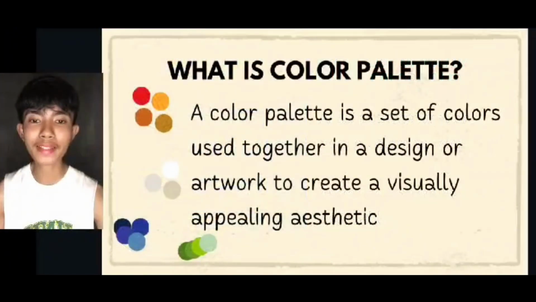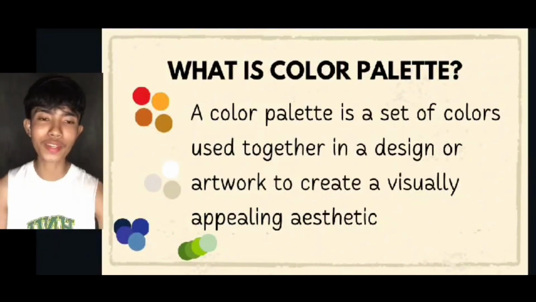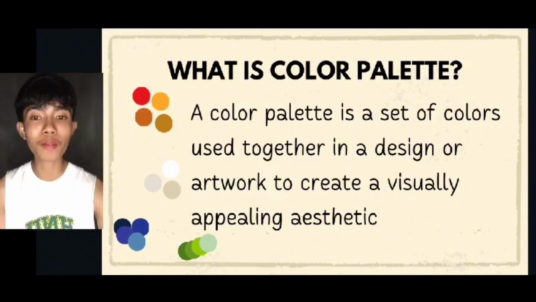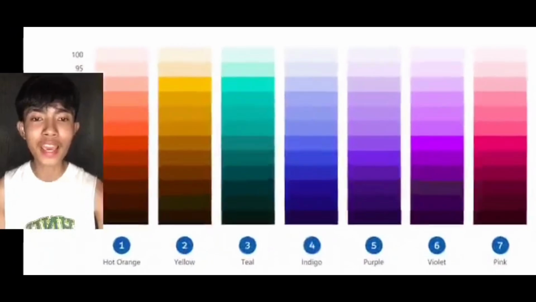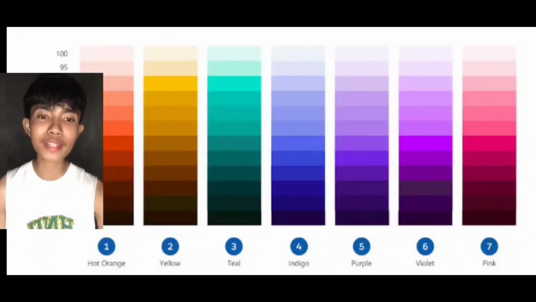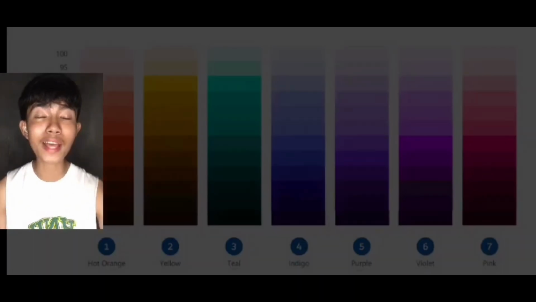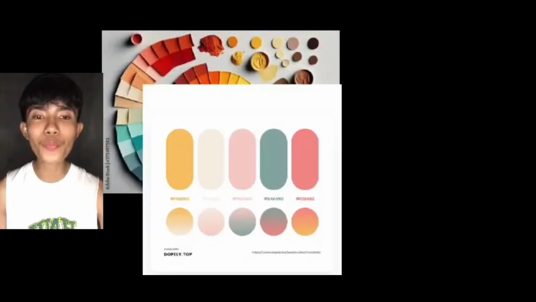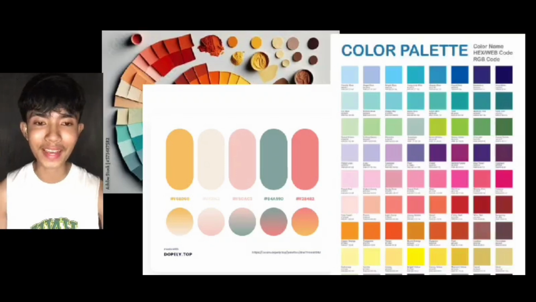A color palette is a set of colors used together in a design or artwork to create visually appealing aesthetics. So the artists use this color palette to help establish visual harmony and accurate color. It can also help to create a clean and simple design, and help you focus attention on the most important element of your design.